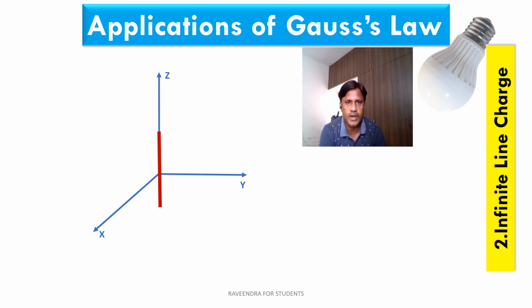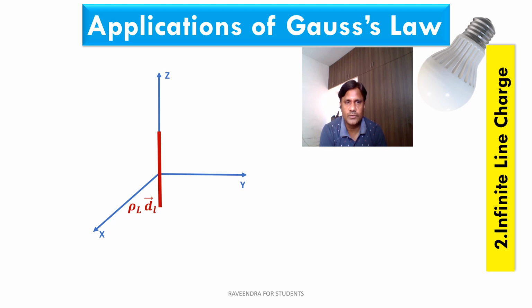So, what are those points? Where can we find the D bar from this infinite line charge placed on the z-axis? We can find it in the right direction of the line charge, left direction, out of the screen, into the screen, and top side and bottom side, right? If you join all such points, the final shape we get is a cylinder, right?